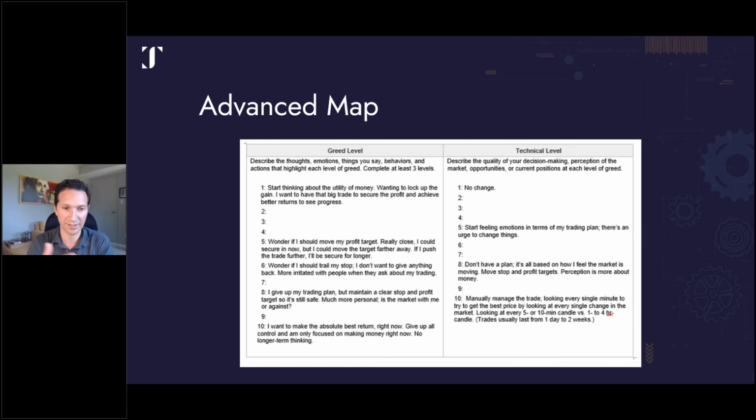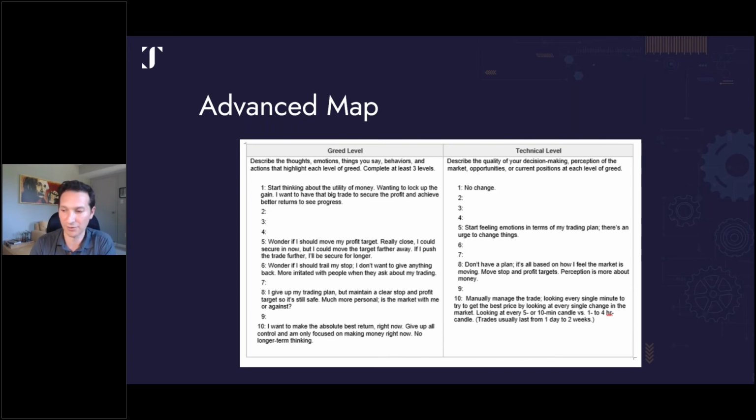And what this client did, and this is taken from the trading book as an example, is they identified that when I recognize that I'm starting to think about the utility of money, wanting to lock up gains, that's the first indication of a problem. Now, you can see on the technical side, there's no problem. There's no actual cost here, okay? There's no actual problems here. So they've identified that as soon as that comes in, I start thinking about the utility of money, well, then I've got to start correcting my greed. And this client was able to do that and largely prevented problems, and over time prevented that from even occurring.